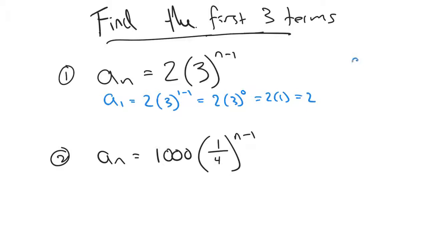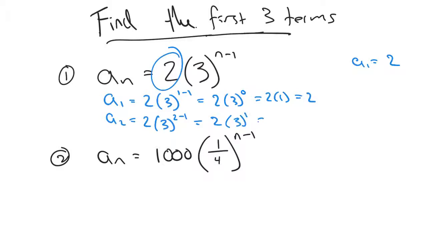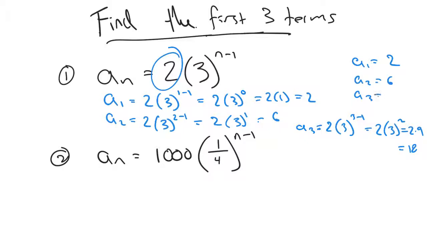So the first term, let's write these off to the side here. A1 is 2. Oh, well look at that, that's just that number there. So the first term is just that. A2 is going to be 2 times 3 to the 2 minus 1. Well, that's 2 times 3 to the first. 2 times 3 is 6. So A2 is 6. The third term, A3, I'm going to plug in 3 for n. So 2 times 3 to the 3 minus 1, which is 2 times 3 squared, which is 2 times 9, which is 18. So A3 equals 18.